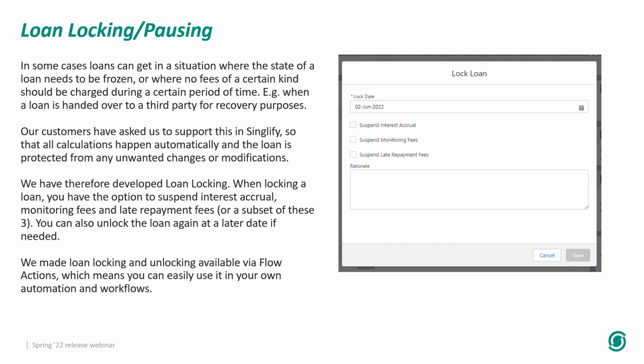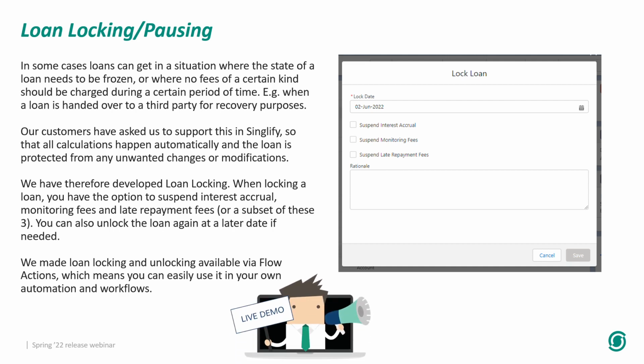We've therefore developed loan locking. When locking a loan, you have the option to suspend interest accrual, monitoring fees, and late repayment fees, or any subset of these three. You can also unlock the loan again at a later date if needed. Moreover, we made loan locking and unlocking available via flow actions, which means you can easily use it in your own automation and workflows. Herbert will now give a live demo of loan locking.